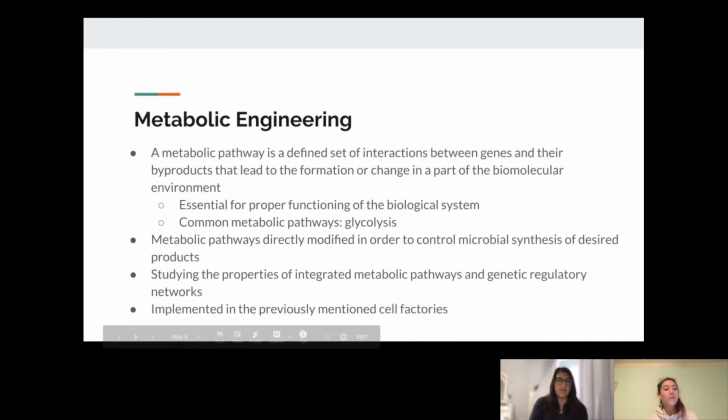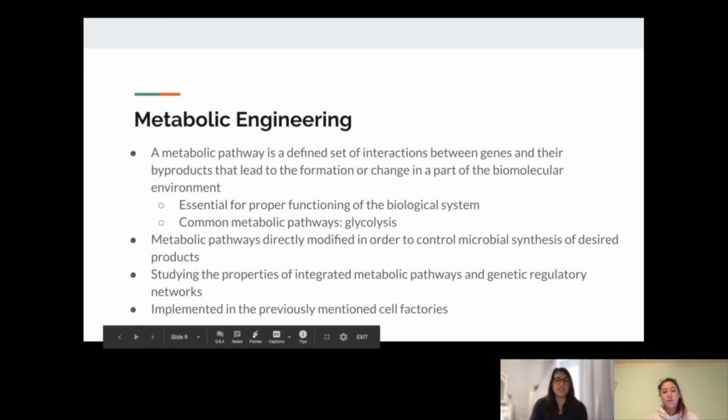So on the next slide, now I'm going to introduce the concept of metabolic engineering. A metabolic pathway is defined as a set of interactions between genes and their products that essentially lead to the formation or change in a part of a molecular system. Metabolic pathways are essential for proper functioning of biological systems in every living organism. A common metabolic pathway that you may be familiar with is glycolysis, which is a part of cellular respiration. Glycolysis does glucose oxidation in order to obtain ATP, which is essentially providing energy for the cell.